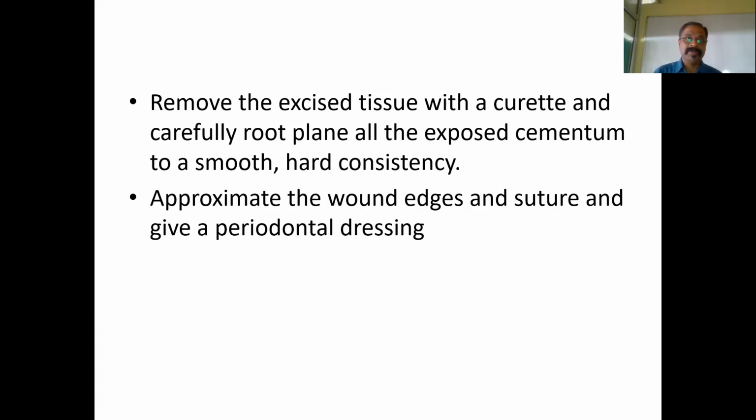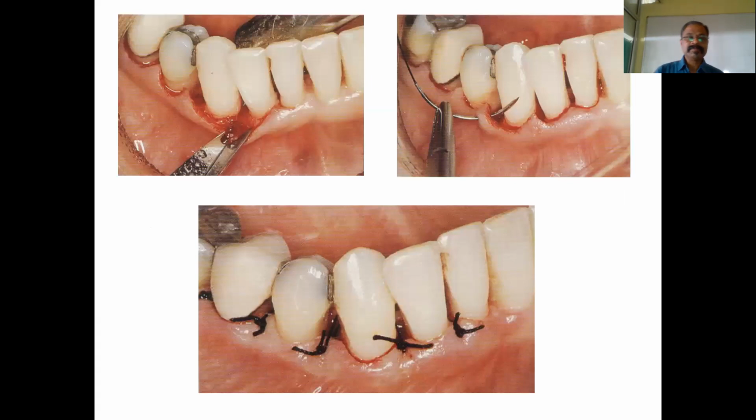Then you're going to irrigate nicely. Then you're going to approximate the wound edge, suture, and then give a periodontal dressing. As I said in the earlier lecture, every surgical procedure, basically, you give some sort of periodontal dressing. So this is a diagrammatic or pictorial description of this excisional new attachment procedure.